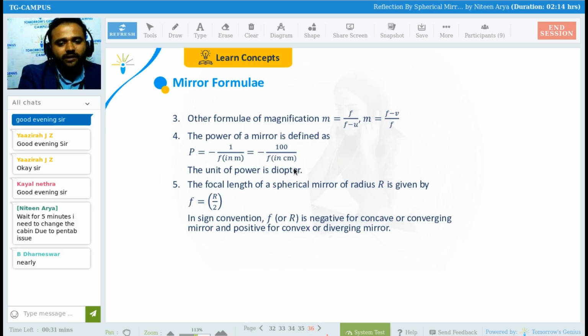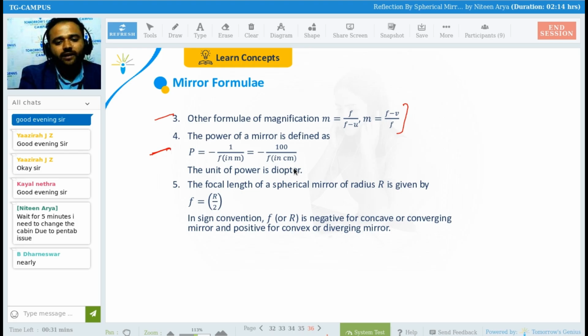Other formula of magnification, again M equals to F upon F minus U. We already done this thing. Power of a mirror is defined, power of a mirror is also to be done, power of a mirror is going to be asked. You don't have power only and only for lenses. So power equals to 1 by F in meters. Negative sign is important there.